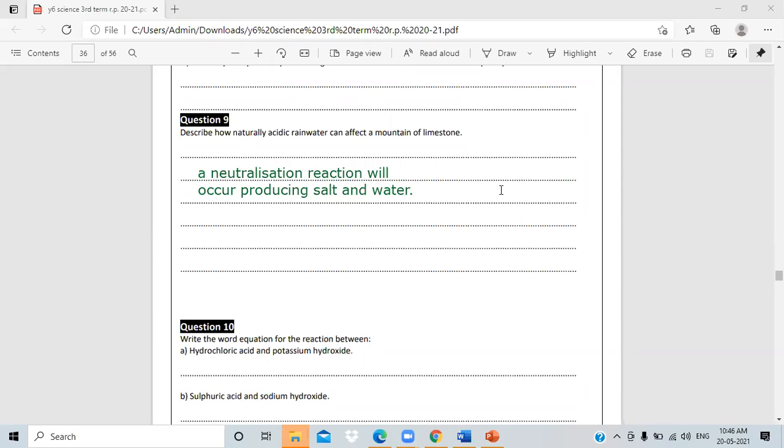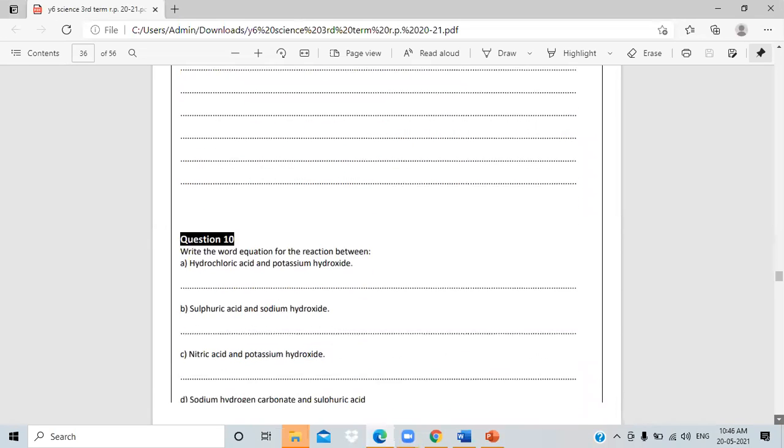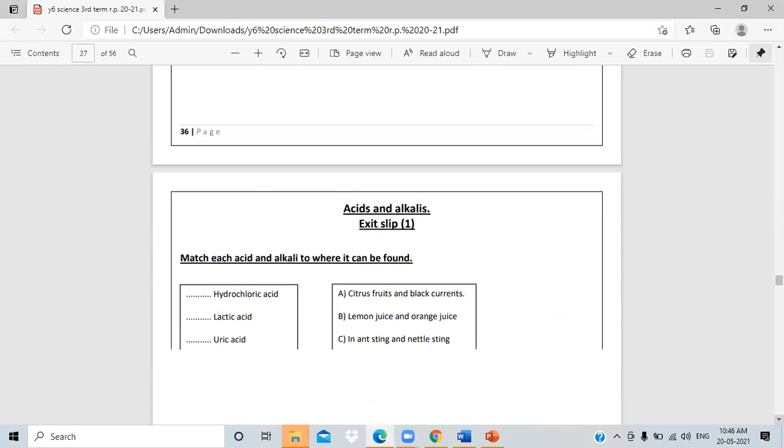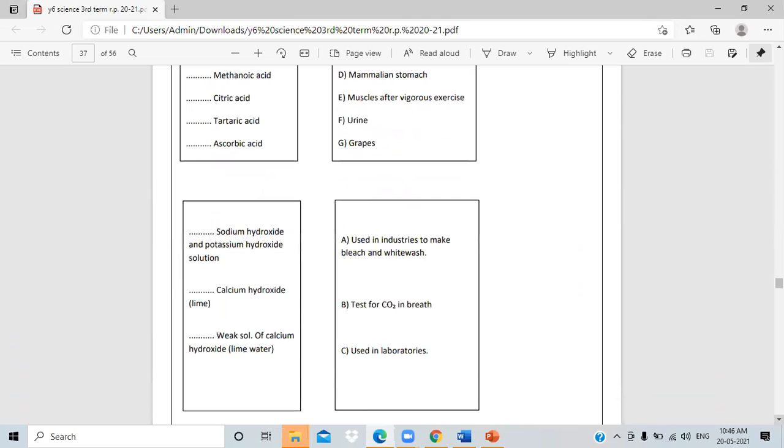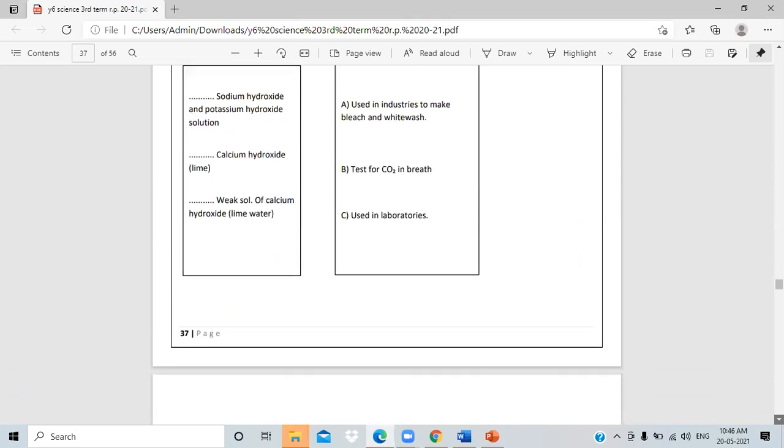Now we have to do pages 38 and 39. We made them yesterday, okay, perfect. So it shouldn't take that much time. So we're going to do page 38. Miss, what was after the word occur? I didn't finish. A neutralization reaction will occur producing salt and water. Okay.